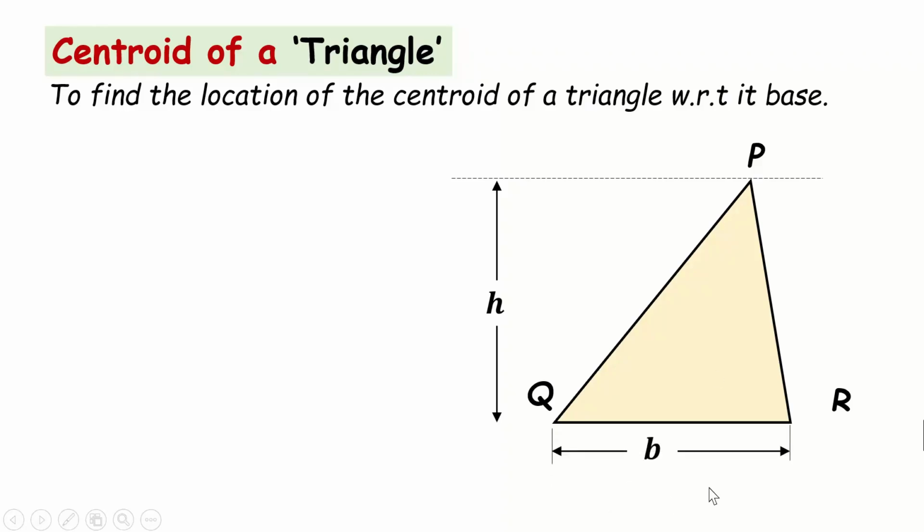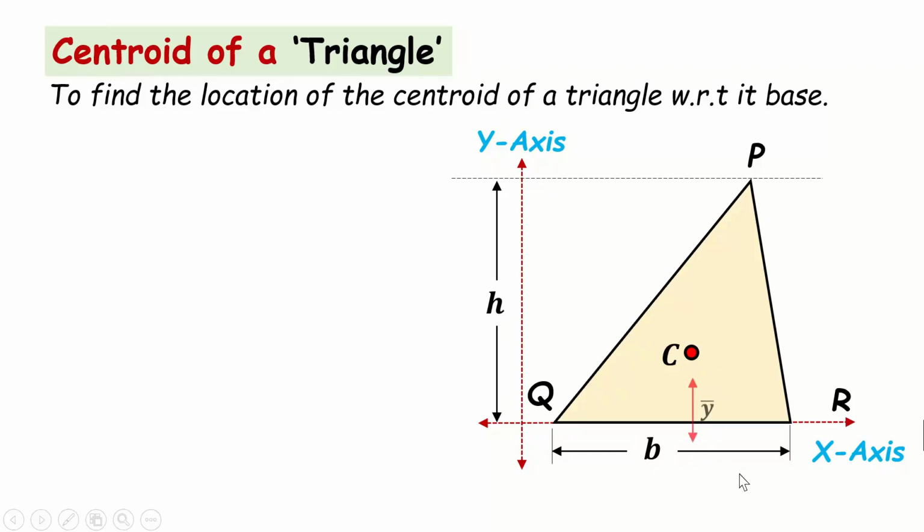Let me show the reference axes over here, that is important. I have shown the x-axis and y-axis. The x-axis is passing through the base of the triangle. If you look at the figure, friends, the area towards the base is more. So you'll see that the centroid will be shifted towards the base, somewhere over here, friend. This is the location of the centroid, we can say, and we are interested in finding the distance of the centroid from the base of the triangle, that is y bar. Now, how to find y bar?